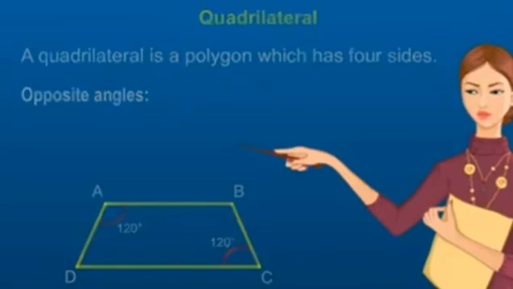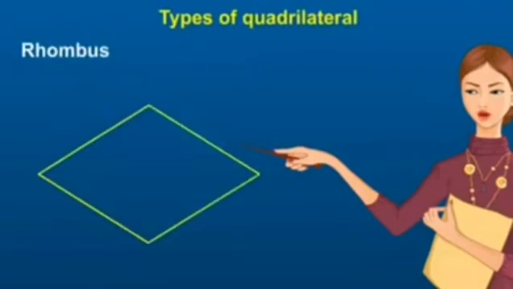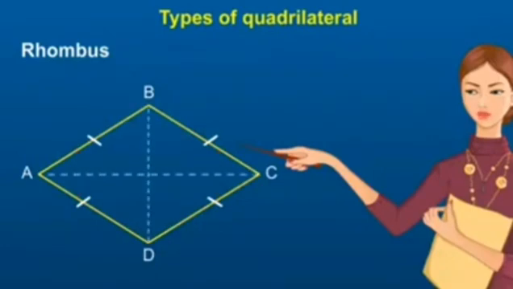Types of quadrilateral. Rhombus. A parallelogram having equal sides is called a rhombus. A rhombus has the following properties. 1. Opposite sides are equal. 2. Opposite angles are equal. 3. Diagonals bisect one another. 4. Diagonals are perpendicular to each other.